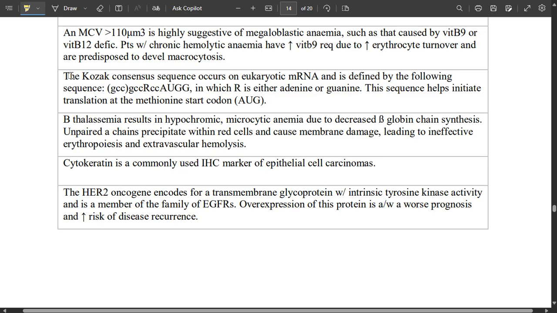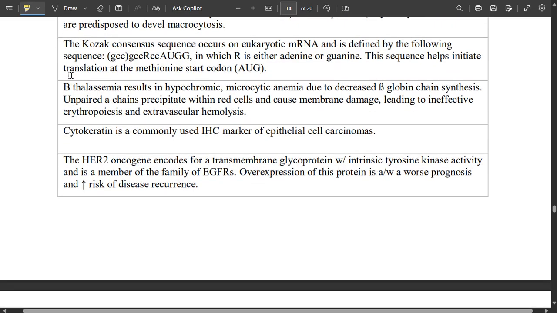Okay, now let's talk about beta thalassemia. Beta thalassemia results in hypochromic microcytic anemia due to decreased beta globin chain synthesis. Unpaired alpha chains precipitate within red cells and cause membrane damage, leading to ineffective erythropoiesis and extravascular hemolysis.